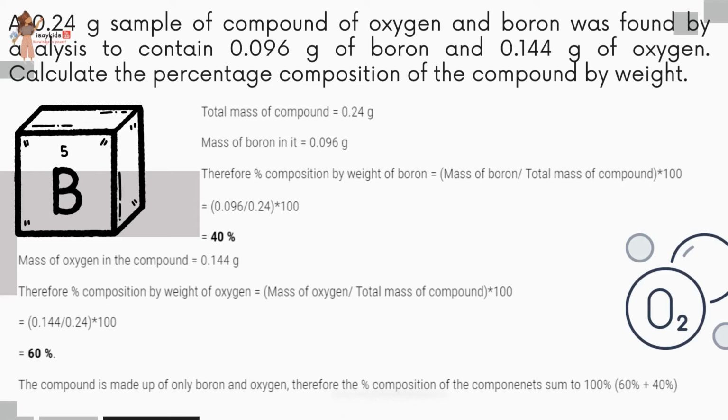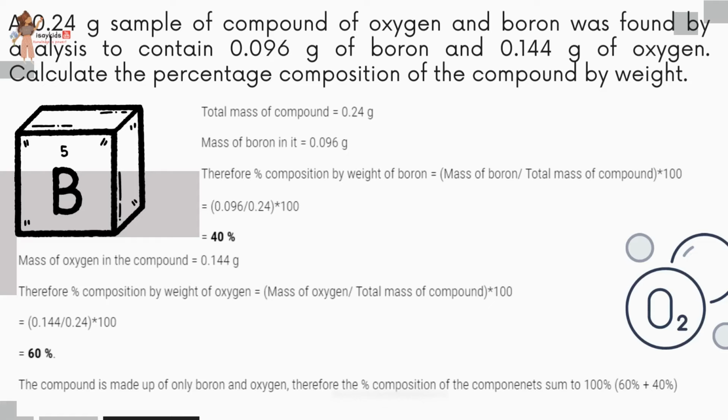A 0.24 gram sample of a compound of oxygen and boron was found by analysis to contain 0.096 gram of boron and 0.144 gram of oxygen. Now we have to calculate the percentage composition of the compound by weight. We know that the total mass of the compound is 0.24 grams and the mass of boron in it is 0.096 grams. Therefore, percentage composition by weight of boron is mass of boron divided by total mass of the compound into 100, which gives us 40%. Now the mass of oxygen in the compound is 0.144 grams. Therefore, percentage composition would be 60%.